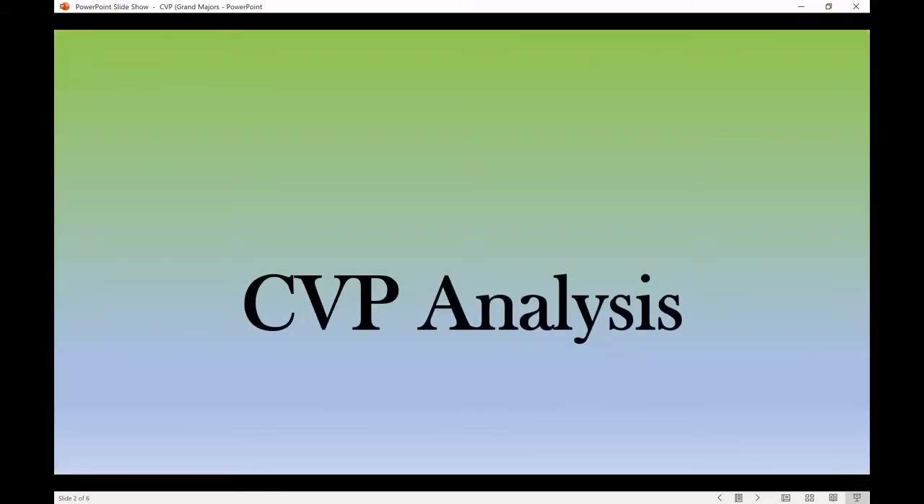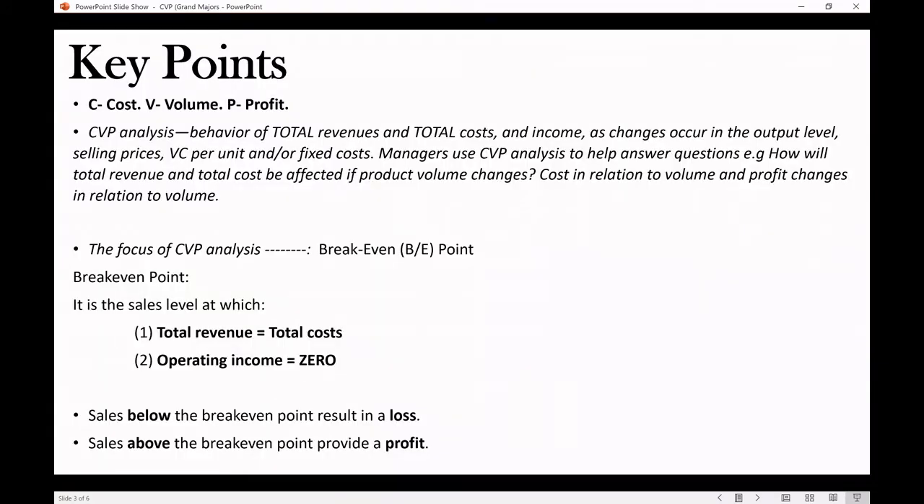Today we'll be looking at CVP analysis. And you might ask, what is CVP analysis? So here's a few key points. It's an abbreviation that means something. C is for cost, V is for volume, and P is for profit.